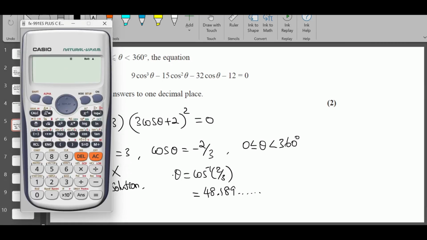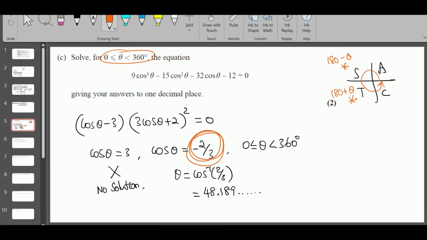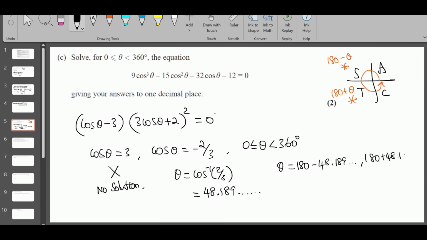Now use the ASTC diagram, the cache diagram. The limit given is 0 to 360, which covers all the 4 quadrants, and you need to look for a quadrant where cos theta is negative, which is S and T. So 180 minus theta, 180 plus theta, that's the angle. Theta is a principal value. So theta is 180 minus 48.189, 180 plus 48.189.